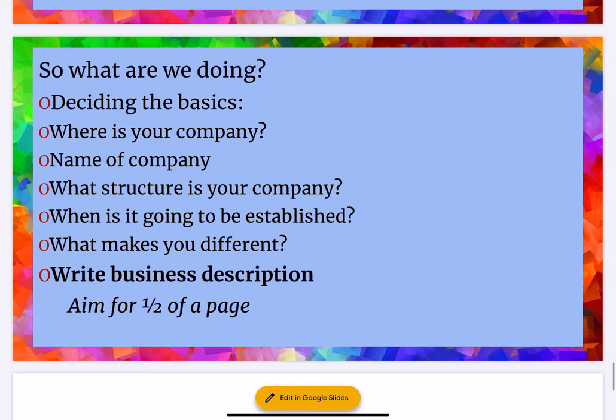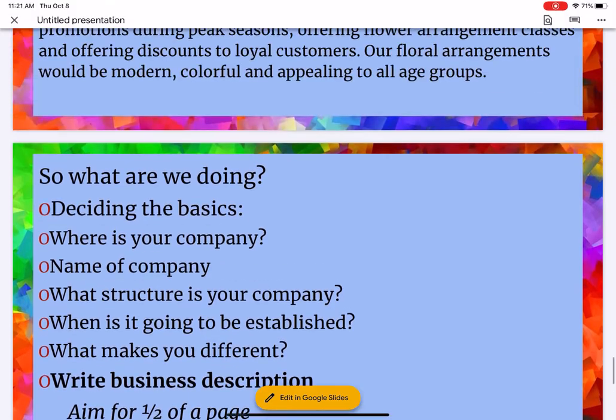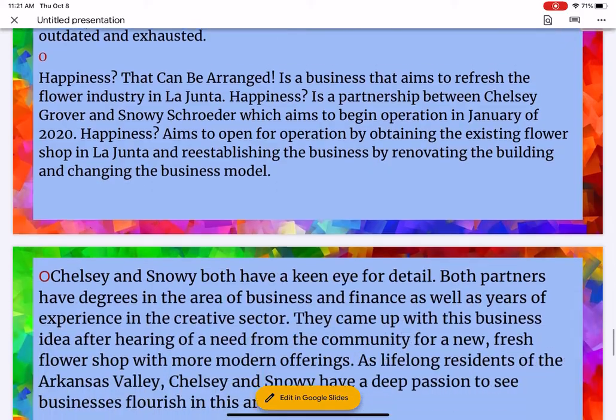So, that business description includes all of this information that we just talked about. It has where the company is, La Junta, the name of the company, Happiness, that can be arranged, the structure of the company. What is the structure? Sole proprietorship, partnership, or corporation? Partnership. Okay. When is it going to be established? January of 2020. I should probably go back and change that. And what makes it different? New, refreshed, modern. Very good. Okay, so all of that added together is these 4 paragraphs.